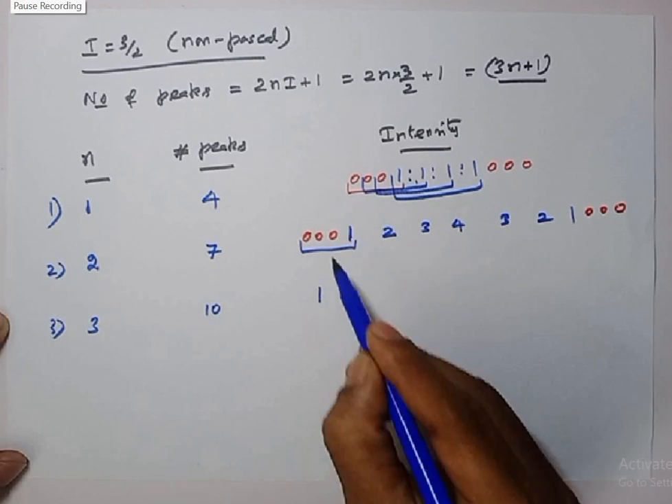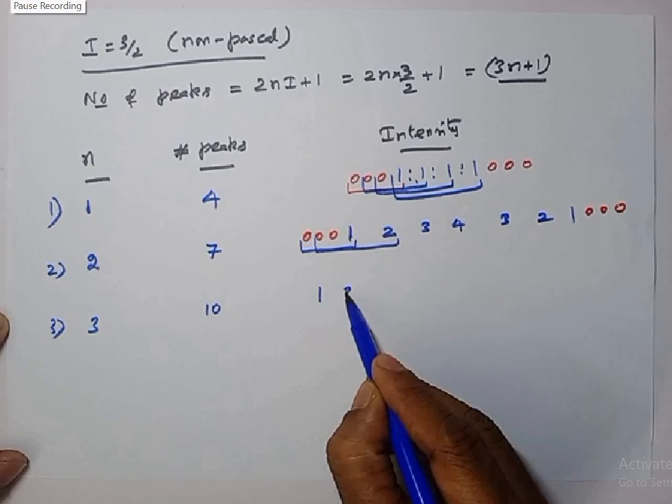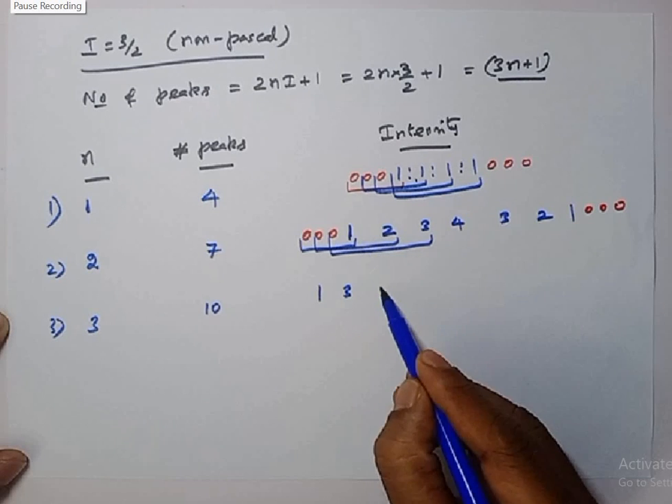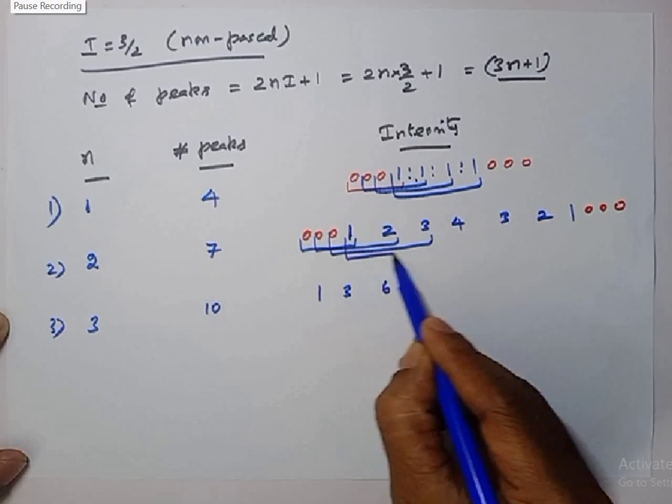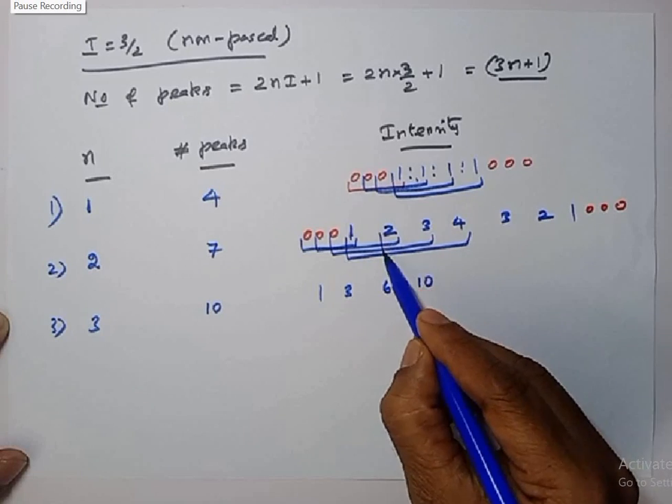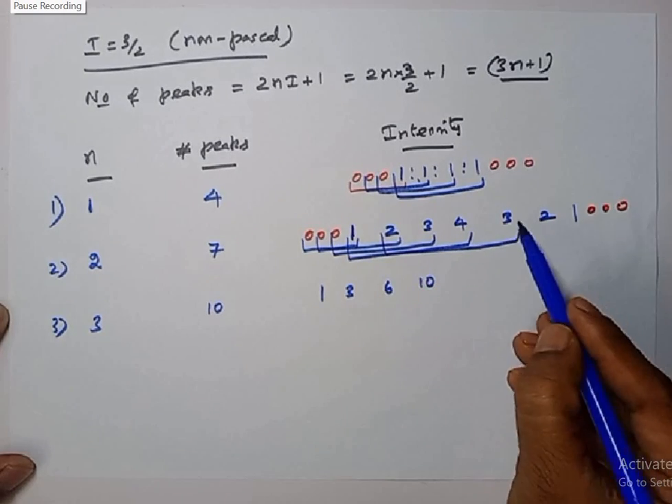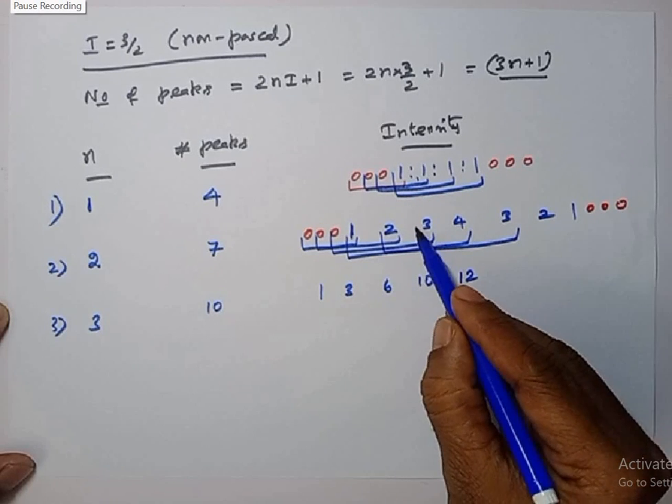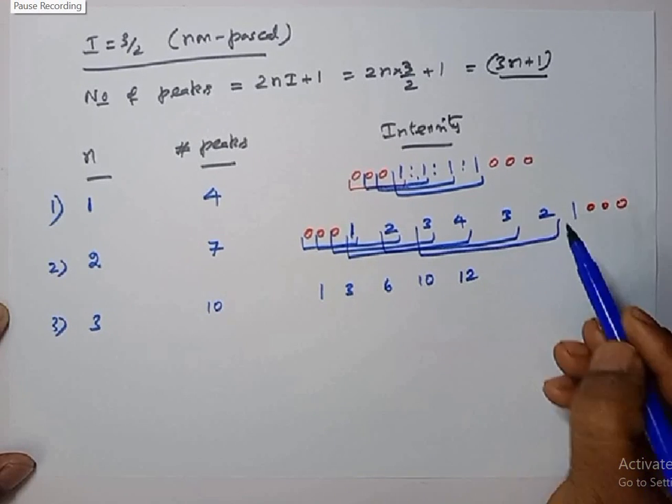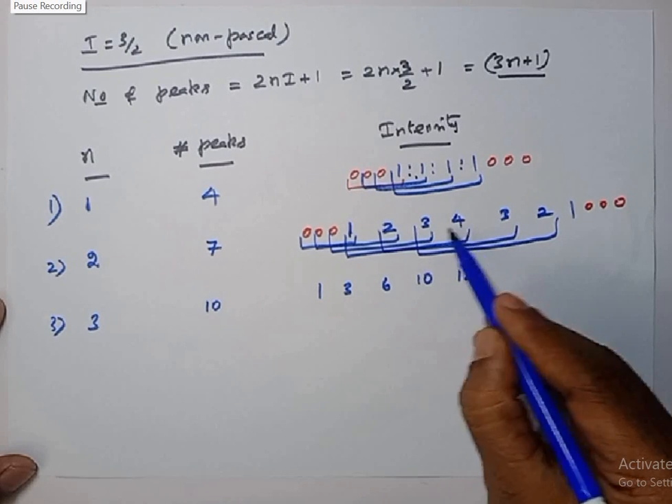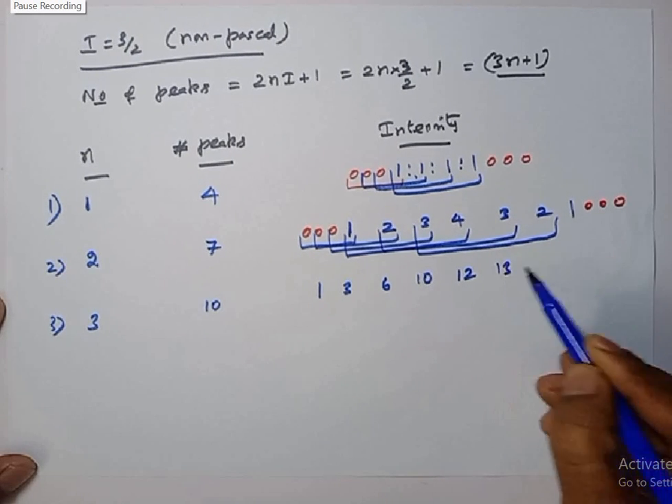So this will give 1. Next 4 numbers, we'll get 3. Next 4 numbers, we'll get 3 plus 3, 6. Next 4 numbers, we get 7 plus 3, 10. Next 4 numbers, we get 10 plus 2, 12. Then next 4 numbers, we get 6 plus 4, 10 plus 3, 13.